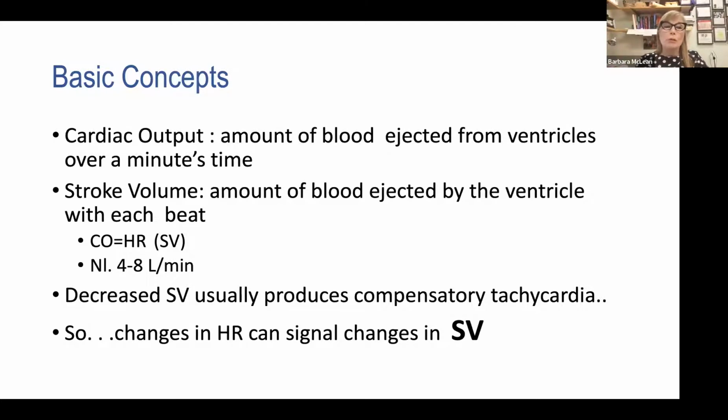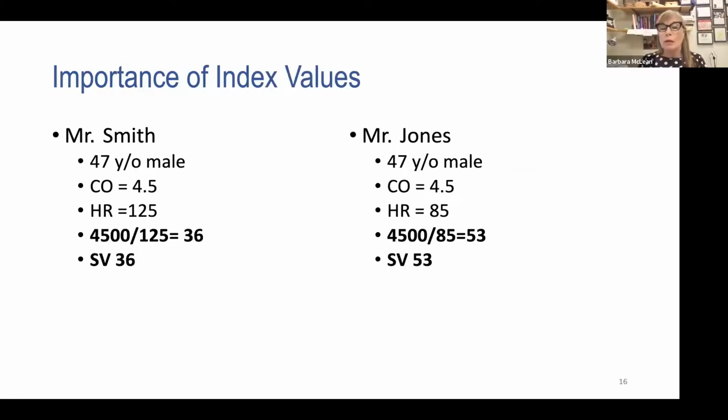So heart rate goes up. And the problem with that is your cardiac output may look relatively the same. But if your heart rate has gone up and your cardiac output is the same, your stroke volume has gone down. And stroke volume is really what guides us in monitoring and measuring our patients. Okay, so first, this is not an index, this is just stroke volume. We're going to look at Mr. Smith and Mr. Jones.